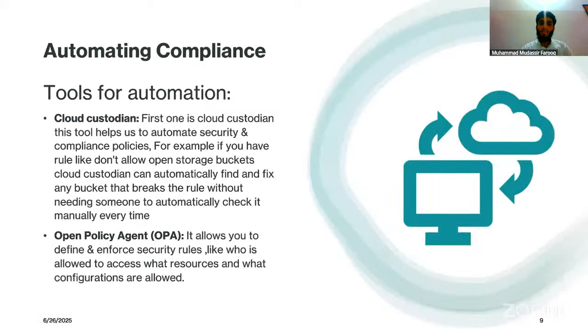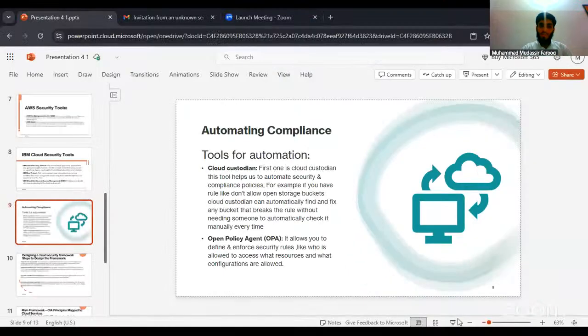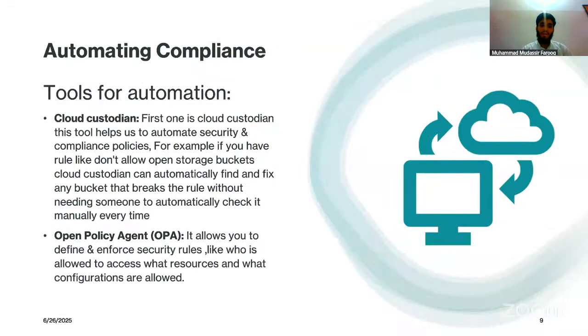Now here are some tools for compliance automation. The first one is Cloud Custodian. This tool helps us to automate security and compliance policy. For example, if you have a rule like don't allow open storage buckets, Cloud Custodian can automatically find and fix any buckets that break the rule without needing someone to check it manually every time. The second tool is OPA, Open Policy Agent. It is a policy enforcement tool that acts as a decision-making engine.